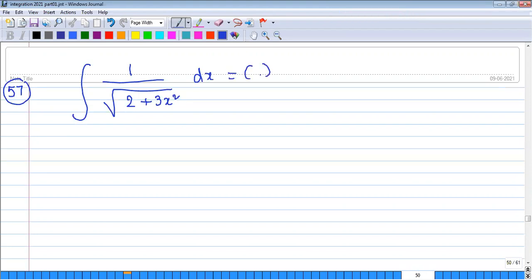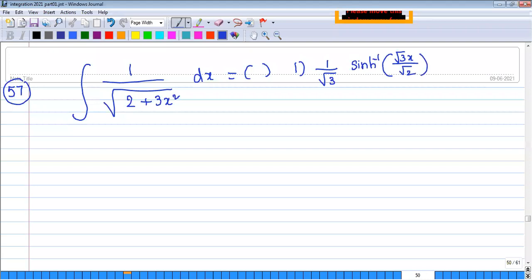So from the 21st onwards, we have the school, I think so. Yes or no? 1 upon root 3 sinh inverse of root 3x upon root 2 plus c.